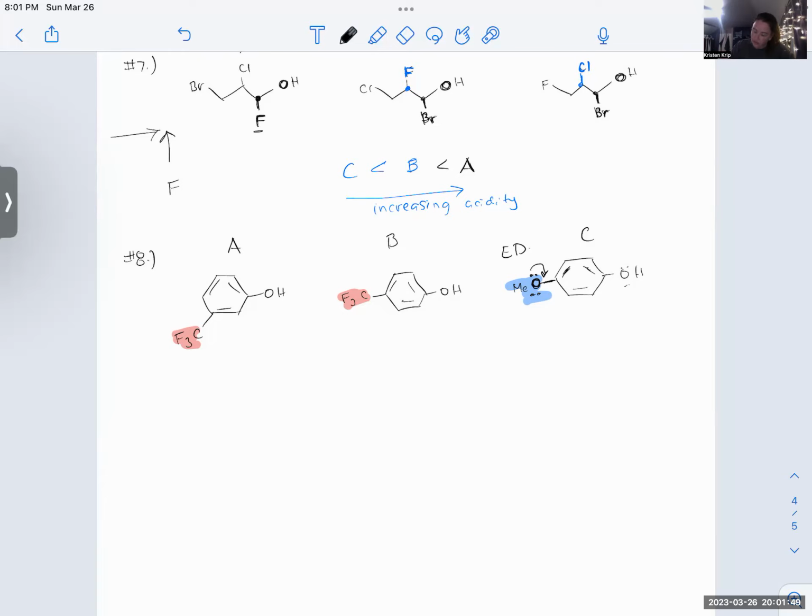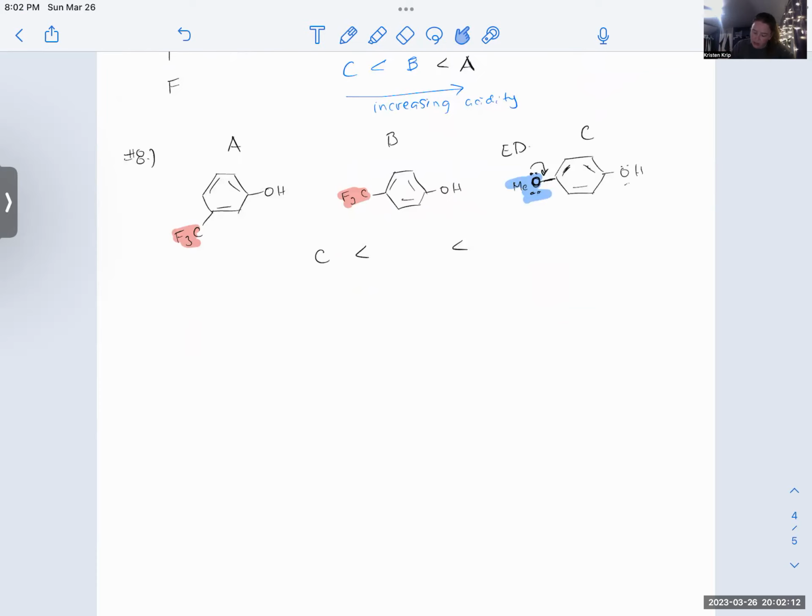So that is actually going to decrease the stability and decrease the acidity, right? Because the more stable, the stronger the acid. So C is going to be our least. So now we just have to compare A and B. And to do this, we have to look at resonance. So we're going to remove our hydrogen for each one, and see which one is more stable, basically.